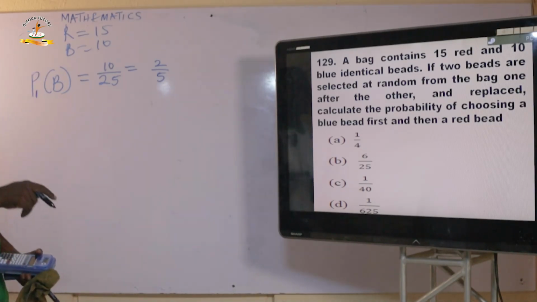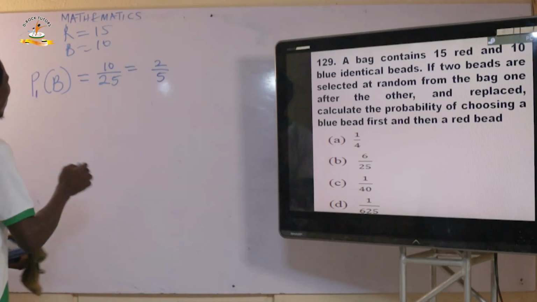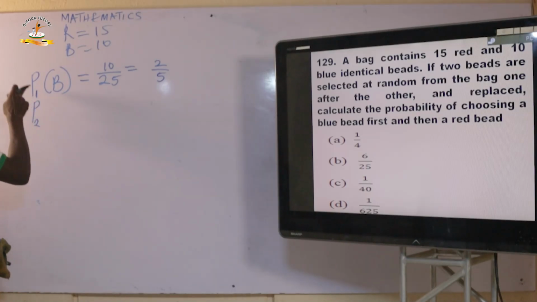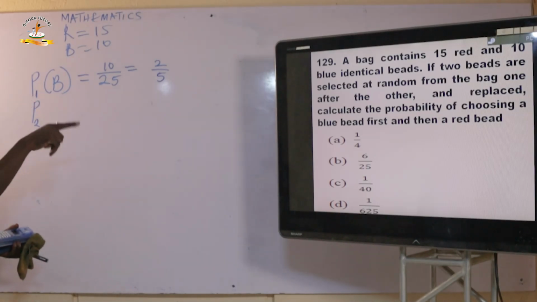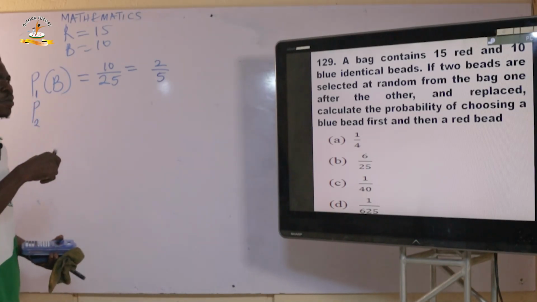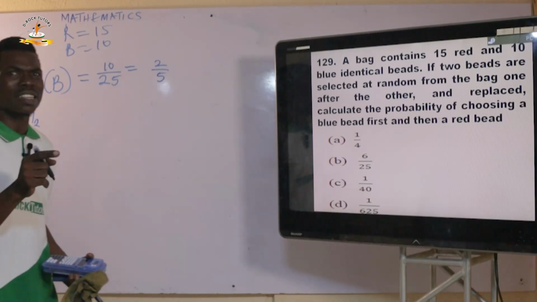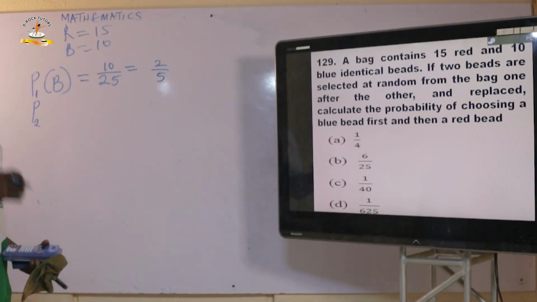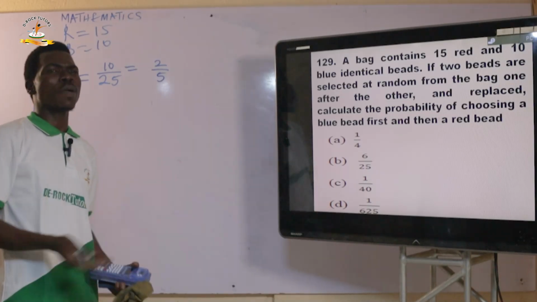Then the second bead has to be red. So you call it P2, 2 for the second choice. Don't forget you use subscript 1 for the first choice. So it's a case of replacement. Because it's a case of replacement, at every particular instance, your total number of beads still remain 25. If it's a case of no replacement, it would not have remained 25.